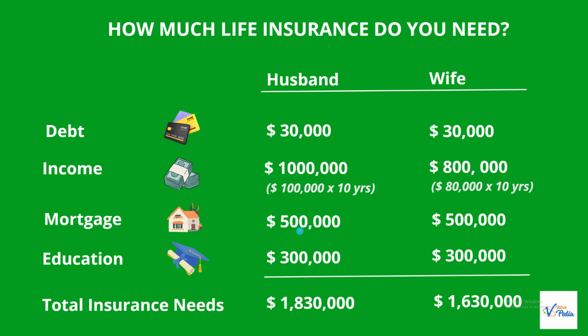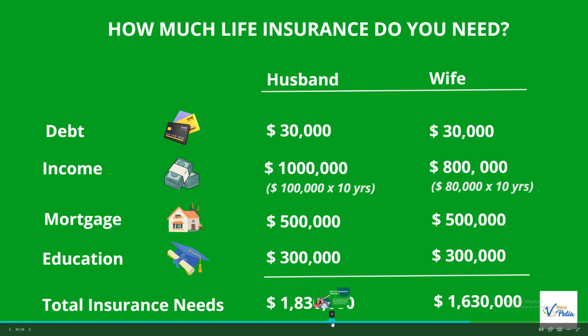Then a mortgage of $500,000, and also education, let's say assuming for your kids' college education, 4 years will cost $300,000. So when you total this all out, the husband's insurance needs will be $1.83 million, and the wife's is $1.63 million. So what does the $1.83 million mean to the family, to the wife and the kids, right?